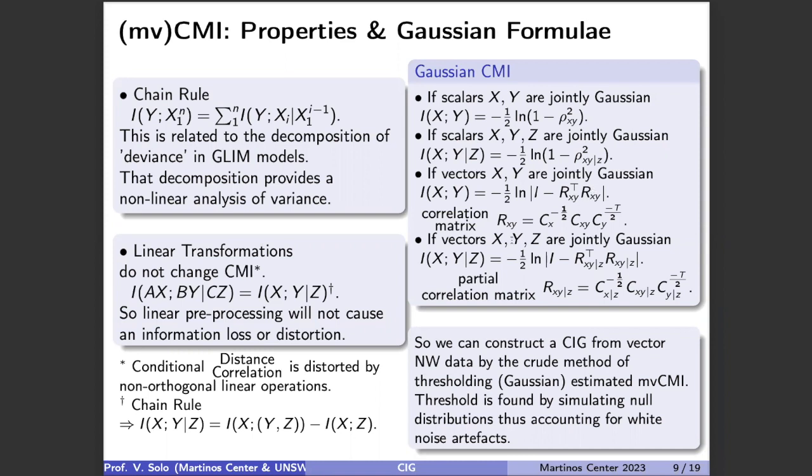And then again, if X, Y, Z are vectors jointly Gaussian, then you've got this formula for the conditional mutual information, -1/2 log determinant of I minus R transpose R, where RXY given Z is now the partial covariance matrix between X and Y, having regressed out all those Zs. So again, we've got the scalar measure, and again, this is going to enable us to build these conditional independence graphs. So that's basically the story.